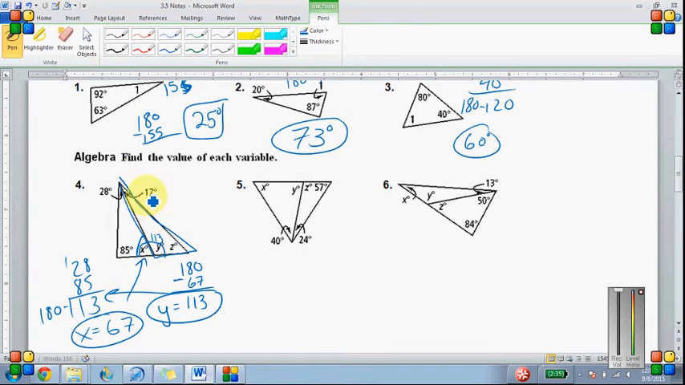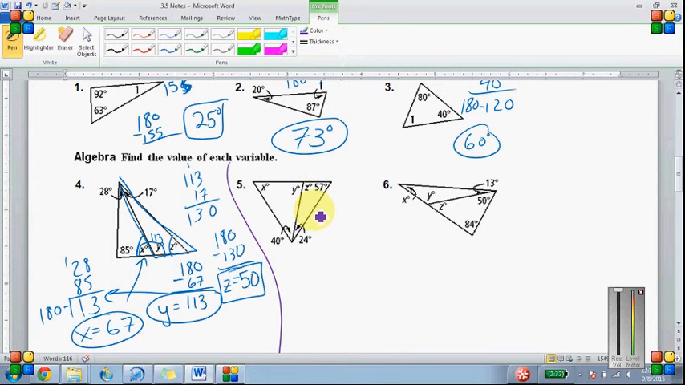Then I've got this angle, 113, in this other triangle right here. So I've got 113, 17, and z. So I would add 113 and 17 together. I would get 130, and then z would be whatever's left over when I subtract that from 180, which would be 50. So z equals 50.